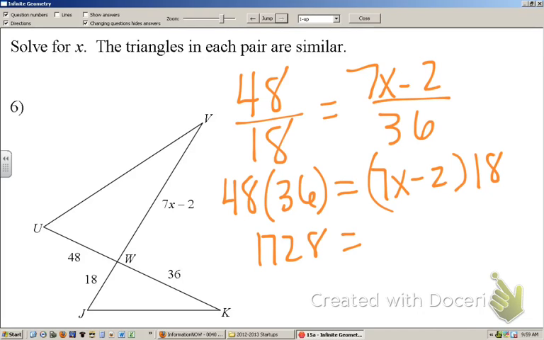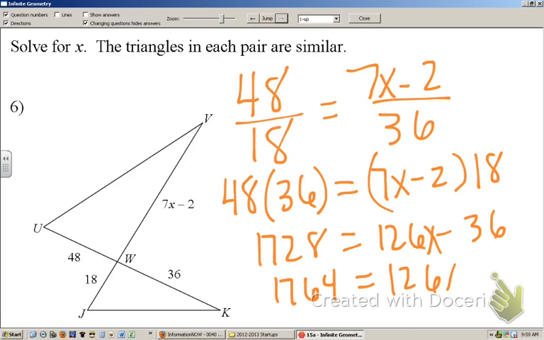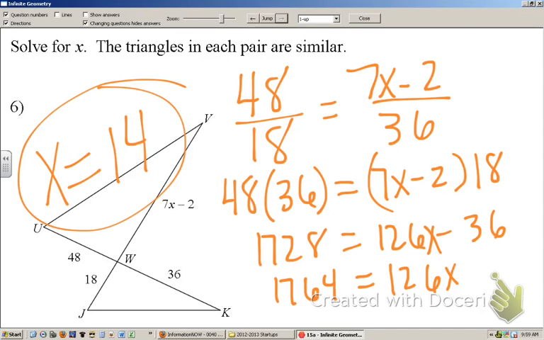And then we distribute. 18 times 7, 126. 18 times 2 is 36. So we have to add 36 to 1728. That gives us 1764. I'm sorry, there's supposed to be an x there, my bad. Equals 126x. So we divide. x equals 14. That is your startup for week number 15.